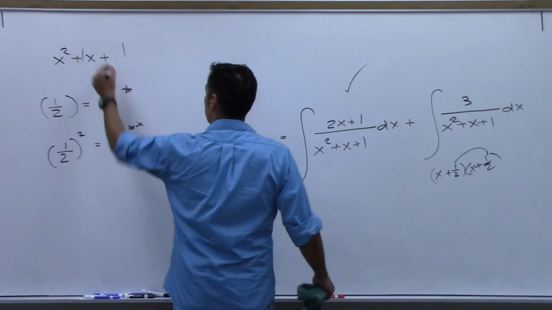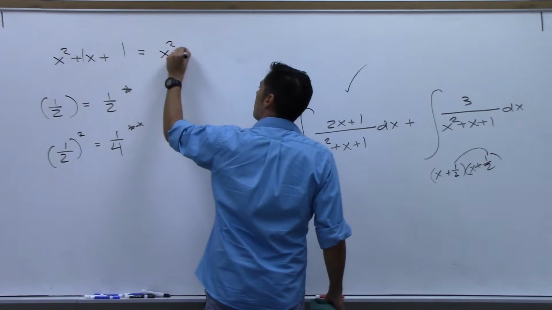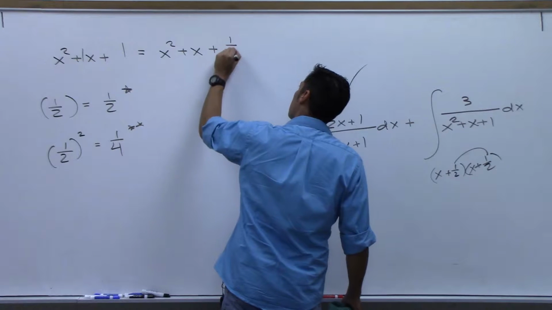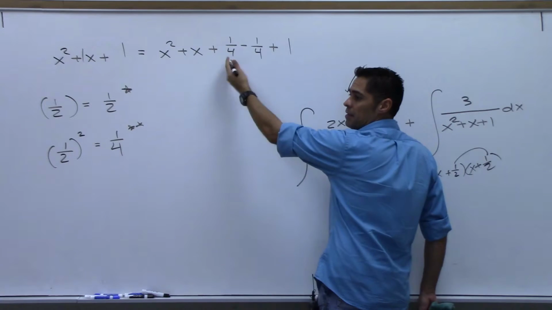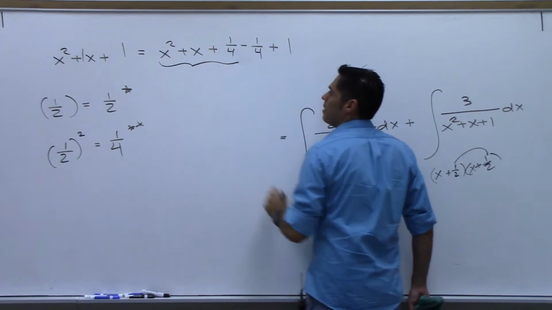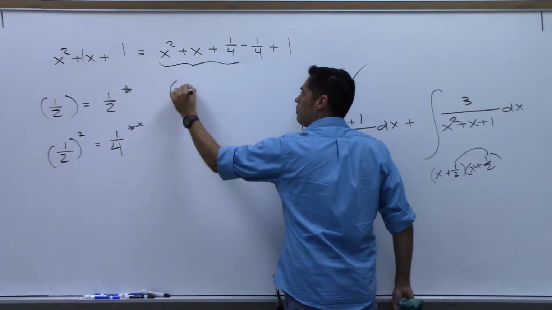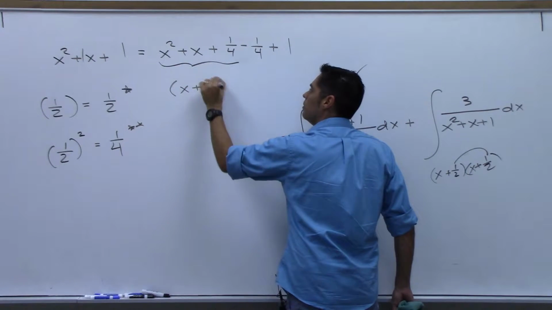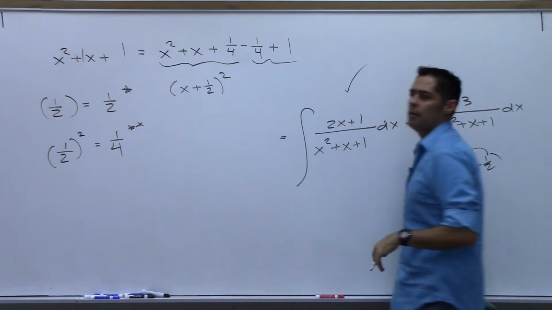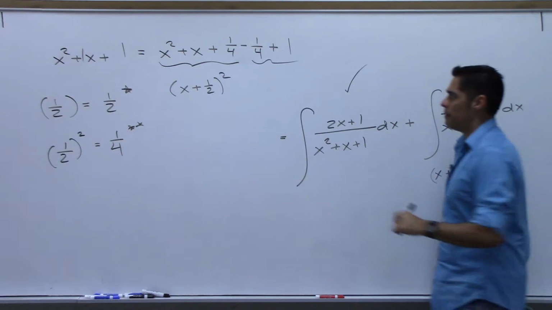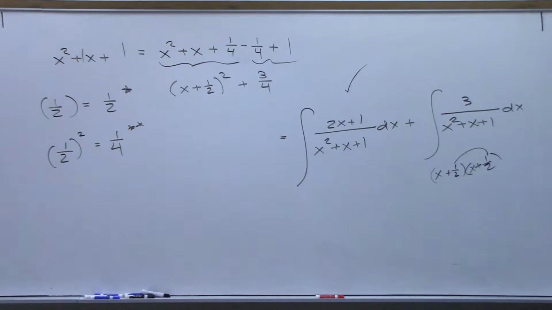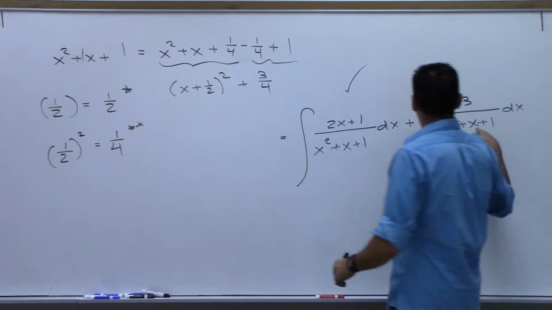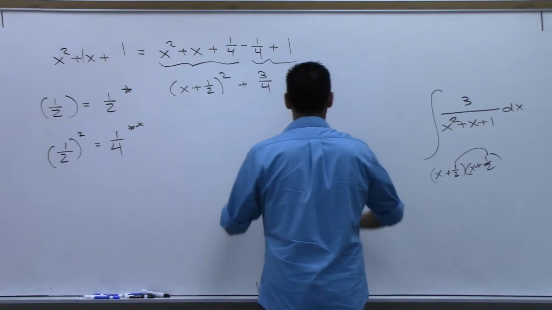So this is going to become right here, x squared plus x plus a fourth minus a fourth, and then I had plus 1 there, right? So there's my hidden 0. These three guaranteed to factor to be x plus a half squared, and then these two together become 3/4. Any questions? We're good?